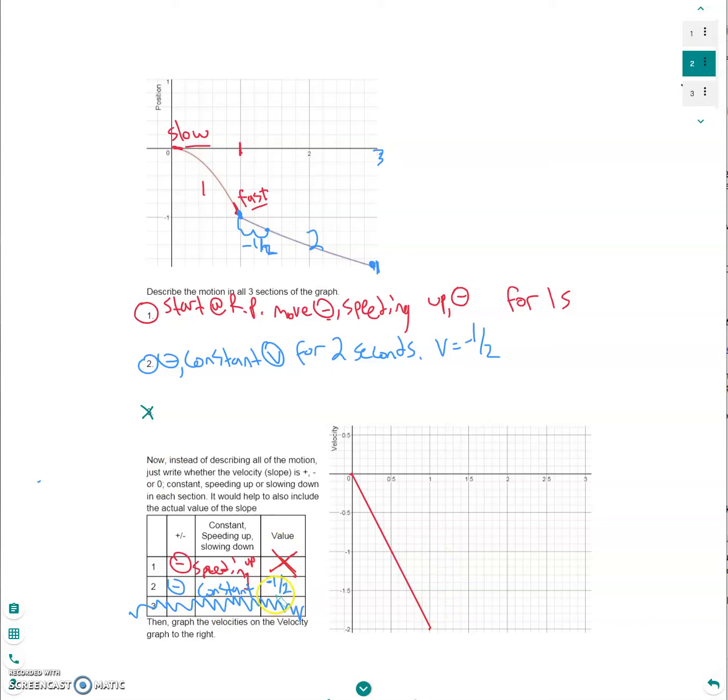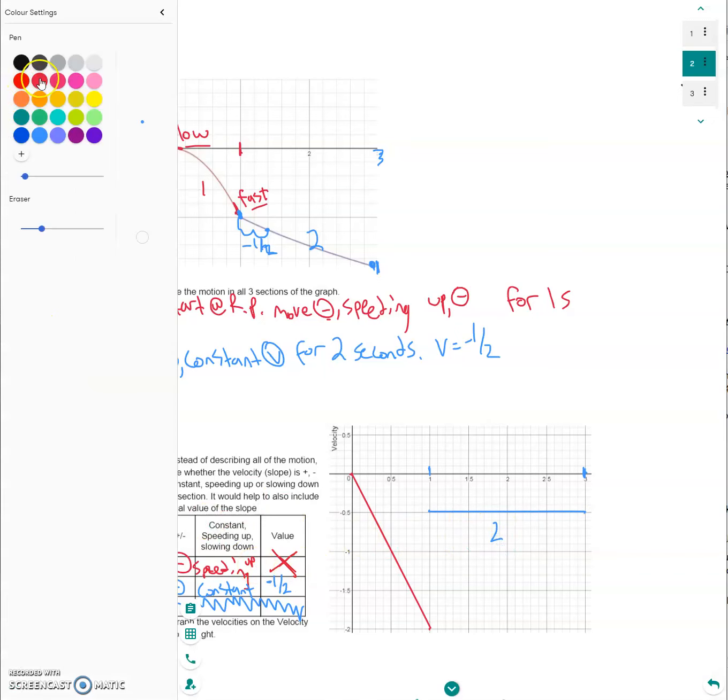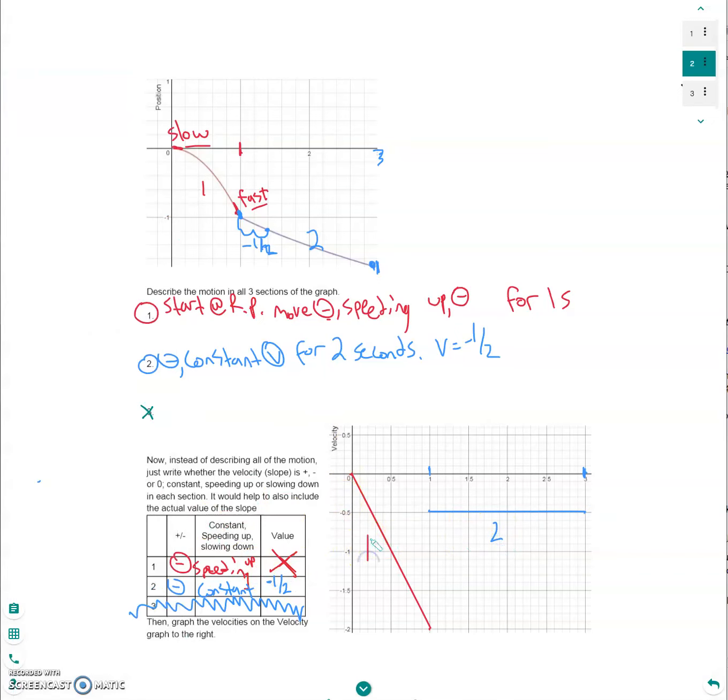Then in the second section here, number 2, we're going to switch to blue. This is for 2 seconds, from 1 second to 3 seconds. So from here to here, and it's a constant velocity of -1/2, right? So we need to find our -1/2. We need to mark it, and then we're going to draw a straight line all the way across. And that is it. This is part 2. This is part 1. That's the whole story, okay?